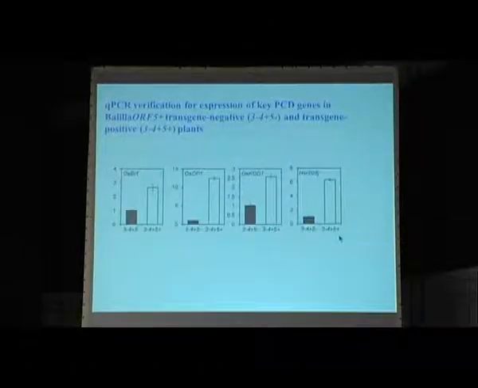And then another bunch of genes is PCD-related, which Darwin just described. PCD-related genes also got induced in the transgenic, in the OF5 transgenic plants.